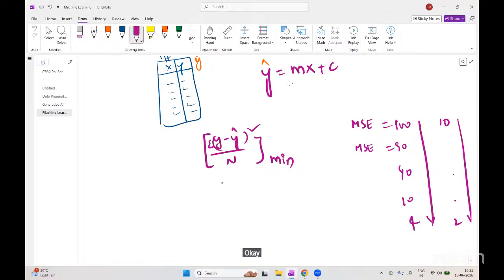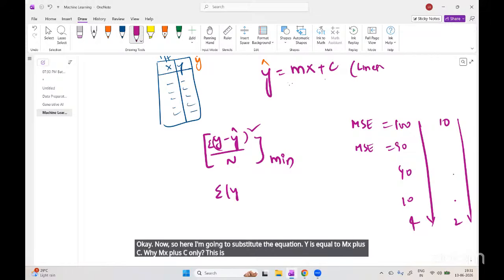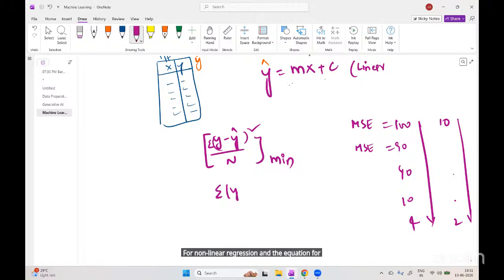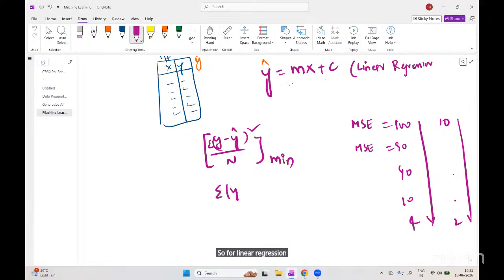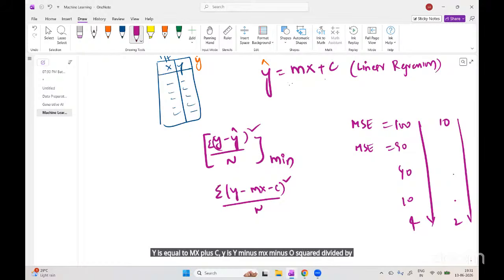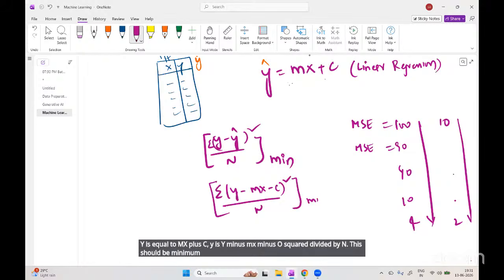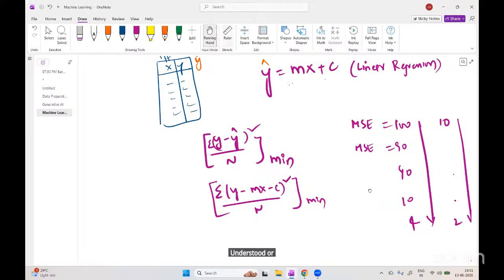Now, here I'm going to substitute the equation y is equal to mx plus c. Why mx plus c only? This is the linear regression equation. For non-linear regression, another equation. For every regression, there is one equation behind it. So for linear regression, y is equal to mx plus c. Sum of (y minus mx minus c) whole square divided by n should be minimum. Is that clear, everyone? Understood or not? Yes or no?